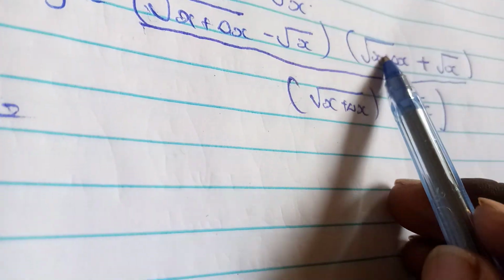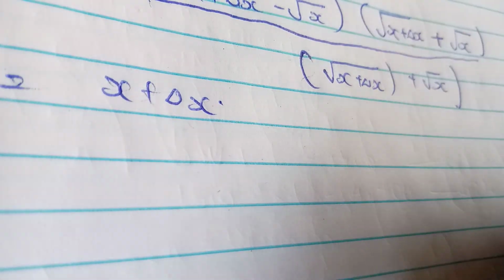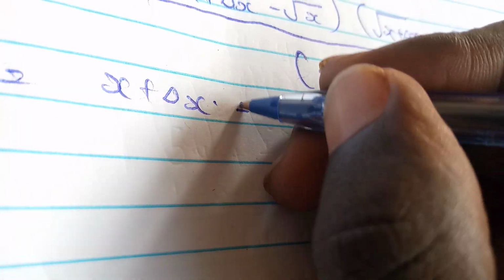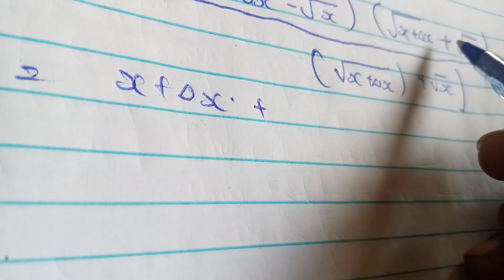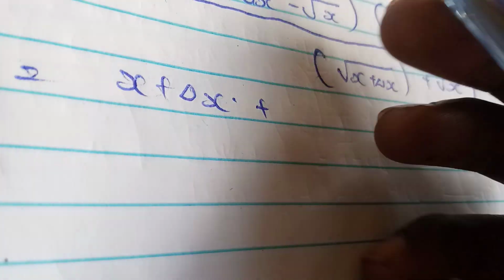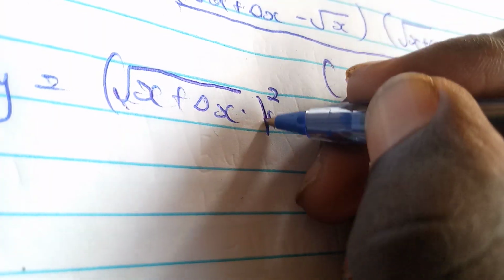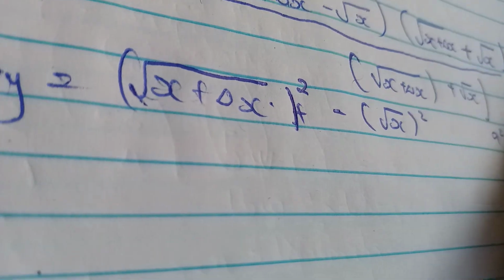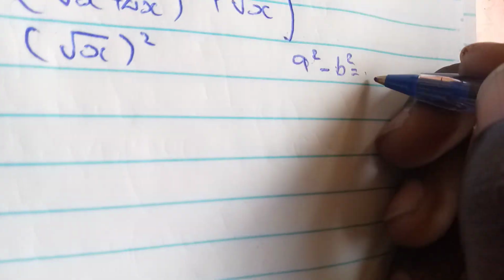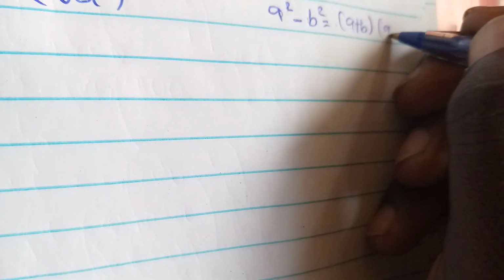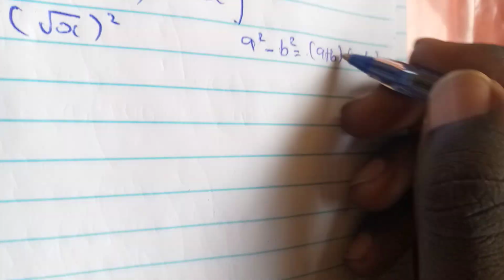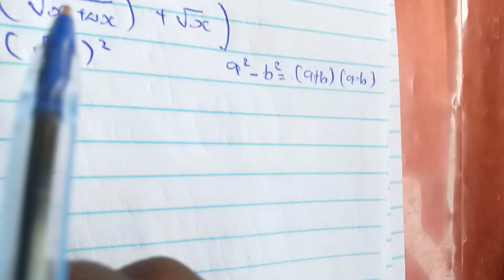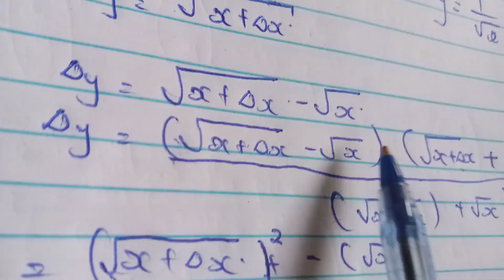Remember, when you multiply this times this, you remain with x plus change in x. Multiply this bracket times this bracket, remain with plus this times this, but let's use difference of two squares. Remember, this and this is the same as using difference of two squares, same as this squared minus root of x squared, because a squared minus b squared is the same as a plus b, a minus b. So we are just applying this here.